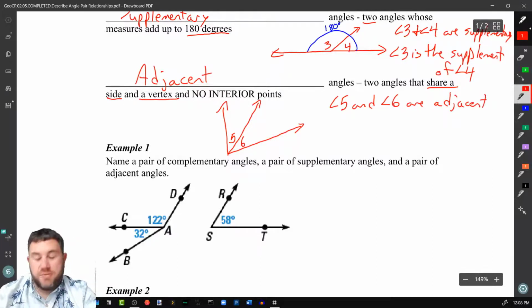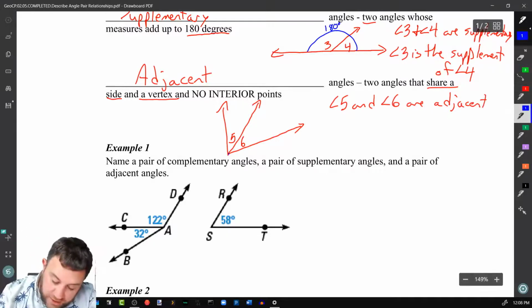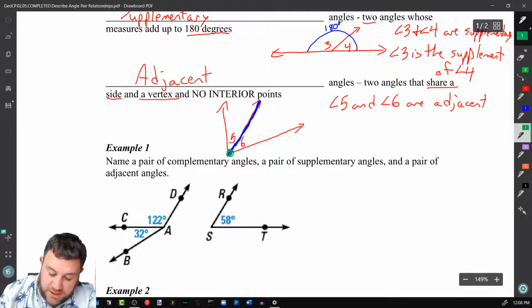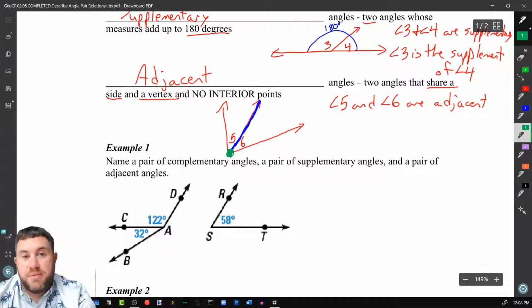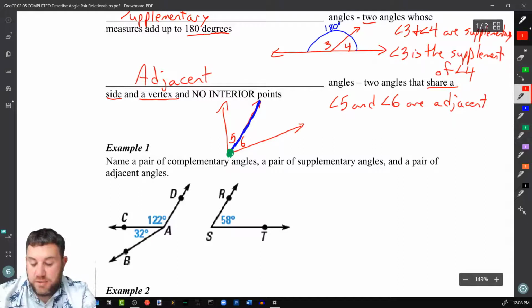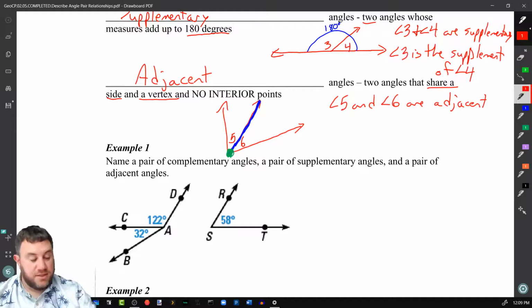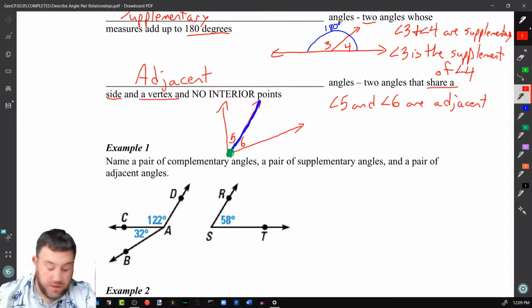We wouldn't say angle 5 is the something to angle 6 like we did with the others. But see how they share this side and they share a vertex. So it has to be set up like that. And notice they do not have any interior points in common, which means they don't overlap. So as we see examples of this, this should become more clear, but that might be a brand new concept for you.